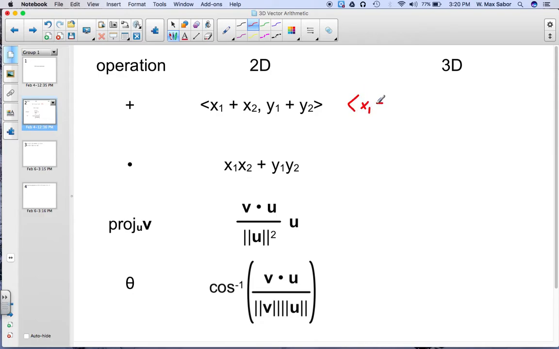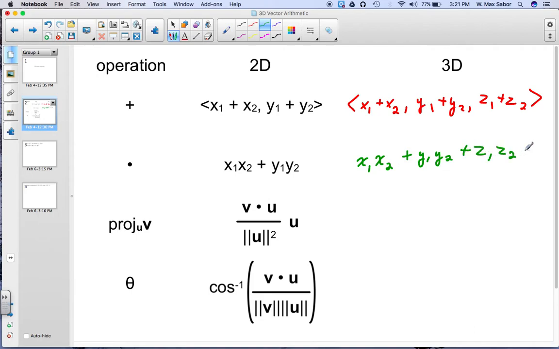For addition, we're just extending it. So x1 plus x2, y1 plus y2, and z1 plus z2 is the three-dimensional addition. Same thing with dot product. x1 x2 plus y1 y2 plus z1 z2. All what you expect.